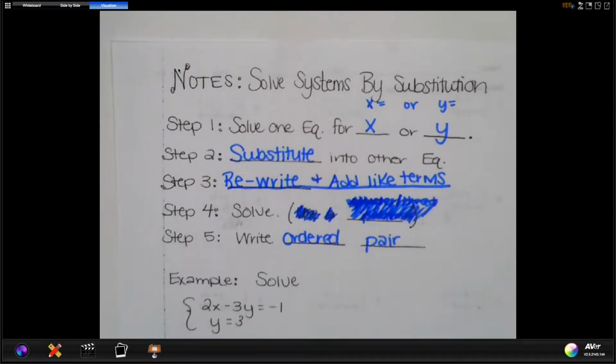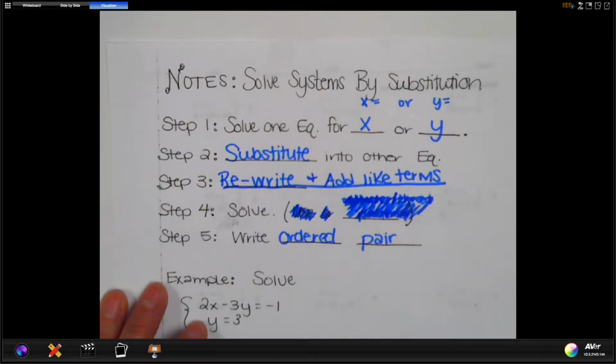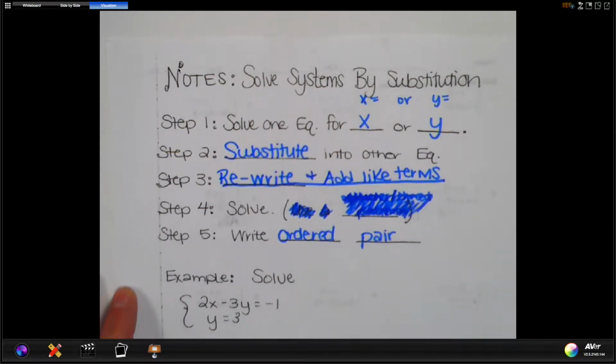Good morning. Welcome to our second day of solving systems by substitution. So yesterday we learned, if you are given an ordered pair, how to check whether or not it will be a solution. Today we are not going to be given the ordered pair. We have to figure out the ordered pair ourselves by solving the system without graphing it.